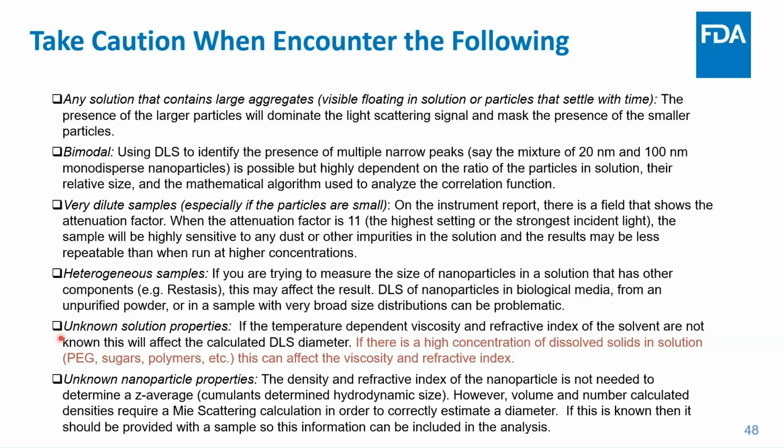This one's maybe one of the biggest unknown solution properties. If you don't know what the viscosity, or the temperature dependence of viscosity, or the refractive index of a solvent is, that's going to strongly impact the DLS results. So you can do some things like try and get viscosity and refractive index beforehand. I would definitely, especially when there's a ton of stuff dissolved in there, like sugars especially, change the refractive index and the viscosity.